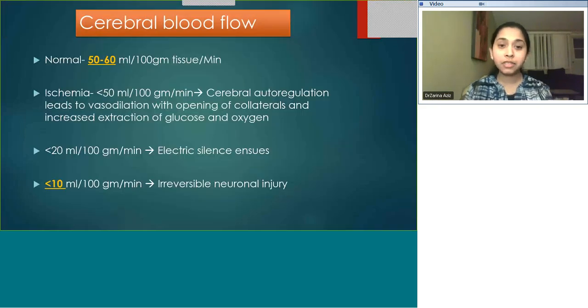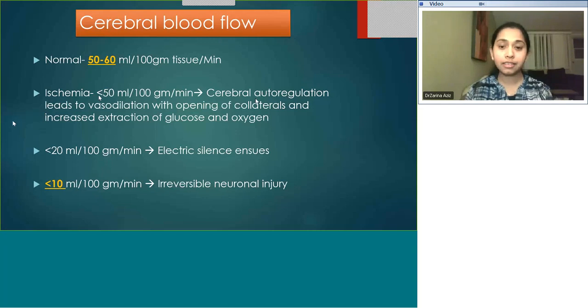So when I said about cerebral blood flow, what is a normal cerebral blood flow? The human brain receives around 50 to 60 ml of blood per 100 gram tissue per minute. This is the normal range of the cerebral blood flow. This is for the gray matter. What happens when the cerebral blood flow reduces, that is below 50, ischemia develops. And at this stage, still the brain has the capacity to revive or to open up or to recanalize.